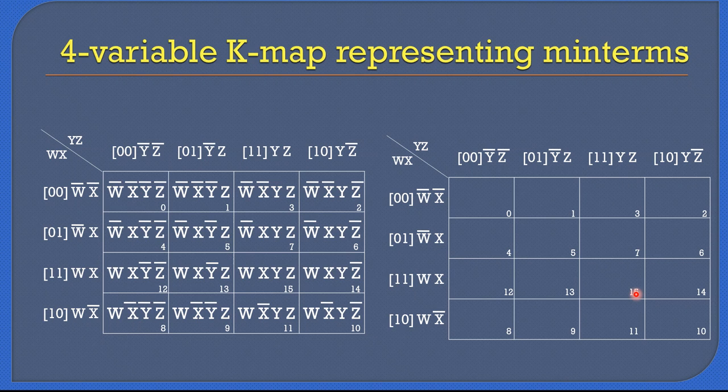Normally you will have binary code, but K maps represent the gray code. This is what you're going to discuss next. Anyway, I'll explain by showing you the table itself.